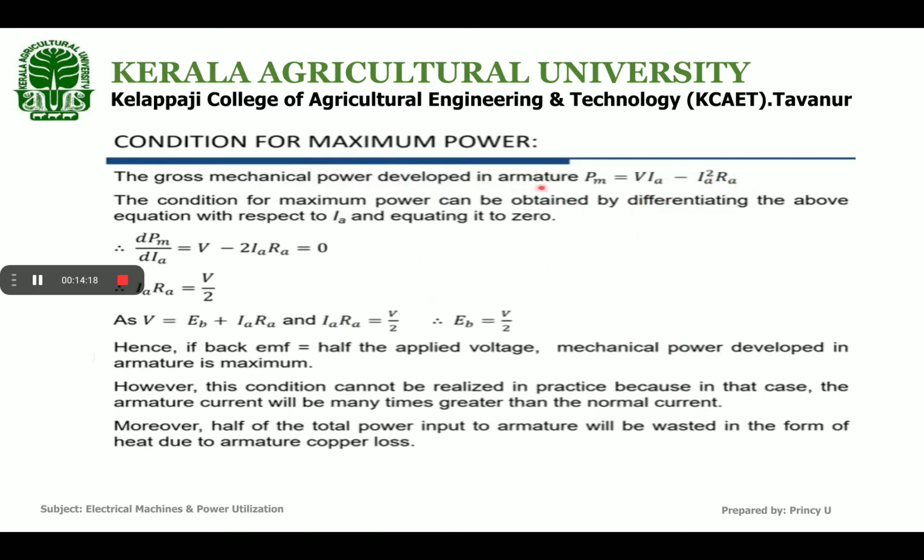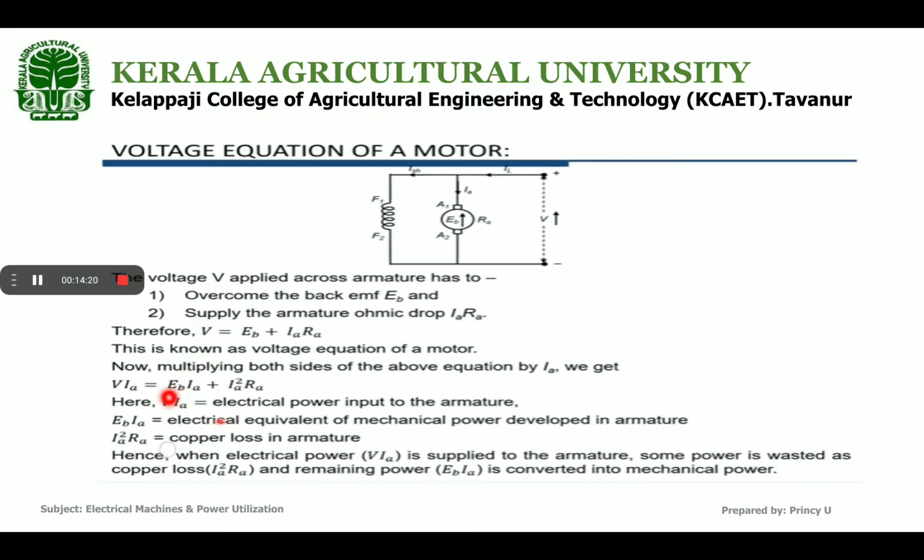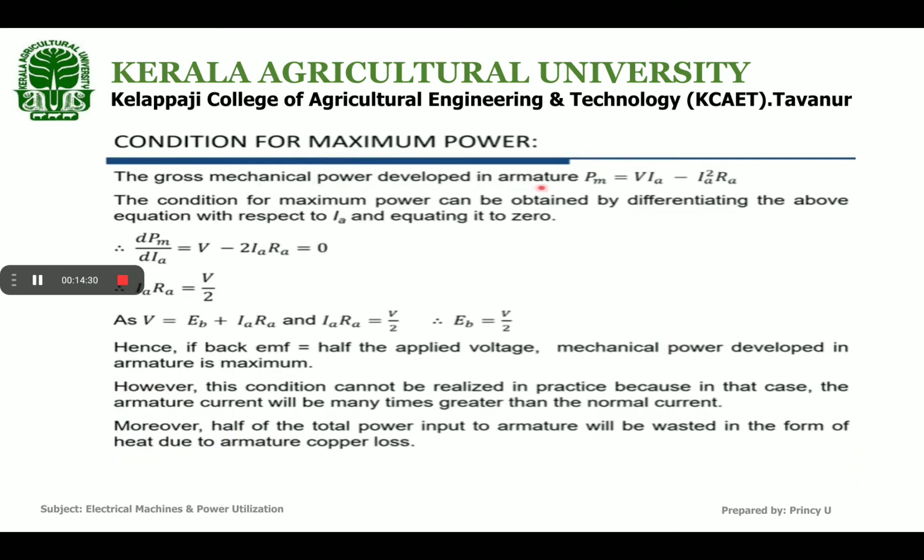Isn't it? In the power equation we got earlier, what we call mechanical power is this part, isn't it? So PM is EB into IA. What is PM? This VIA minus these losses. Okay. So let's differentiate this equation. Here the variable is armature current. So differentiate the mechanical power equation with respect to IA and equate it to 0 for getting the condition for maximum power. So the condition for maximum power can be obtained by differentiating this equation with respect to IA and equate it to 0.